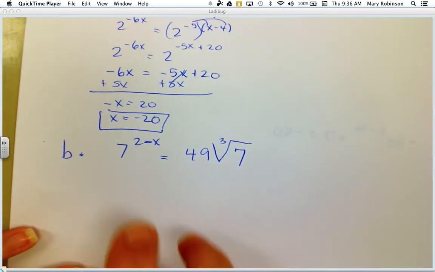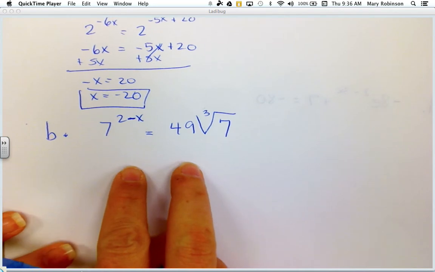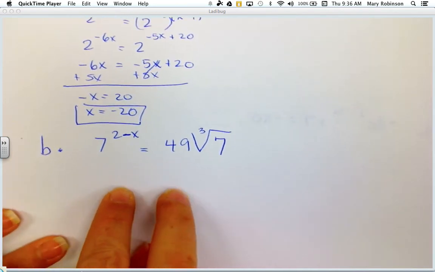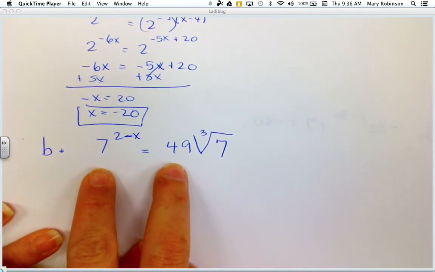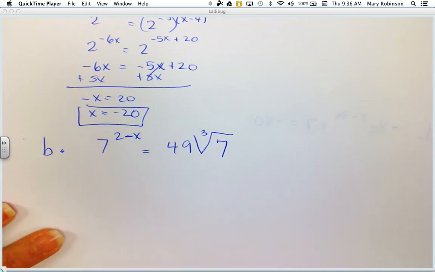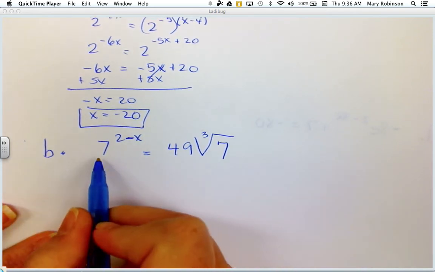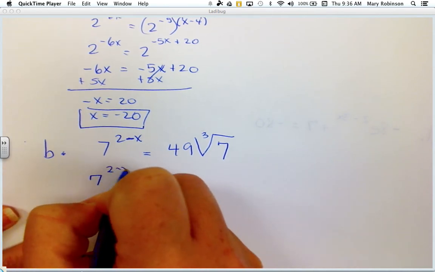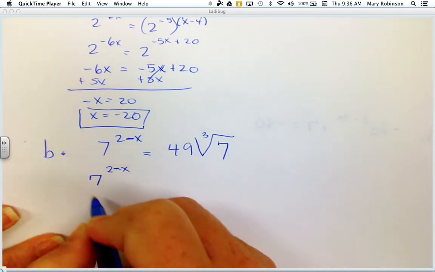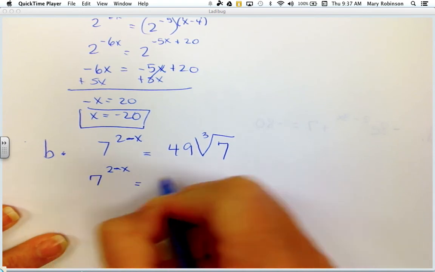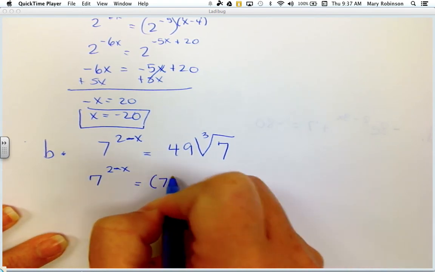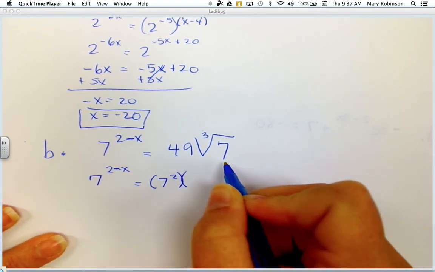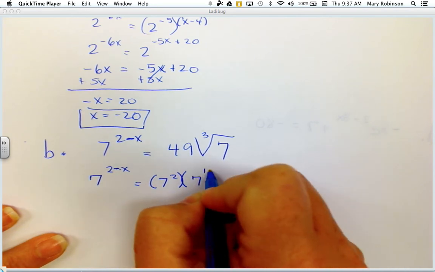For B, these look like the ones we practiced in class. Remember that, again, we don't need to use logs if we can create the same bases. And because we have 49, which is 7 squared, we should be able to do that. So on the left side, we have 7 to the 2 minus x. We're going to rewrite 49 as 7 squared and rewrite the cube root of 7 as 7 to the 1/3 power.